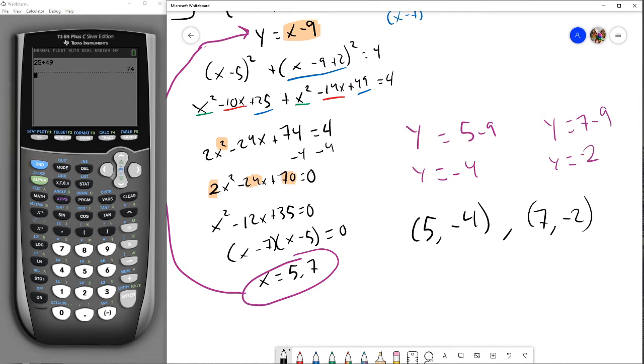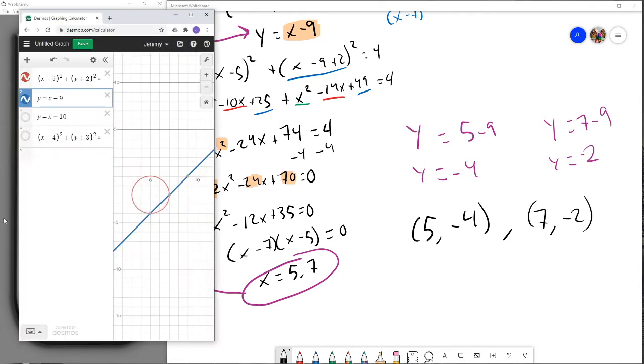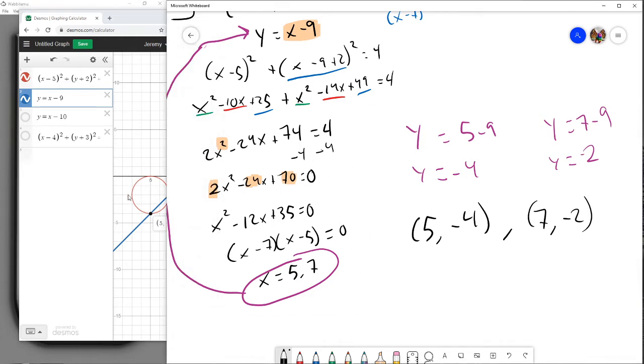So our answers, when x is 5, y is negative 4, and when x is 7, y is negative 2. And now we can verify using Desmos here. So if we just actually click here, there's our 2 points, 5, negative 4, and 7, negative 2. Alright, so we'll move on to our next example.